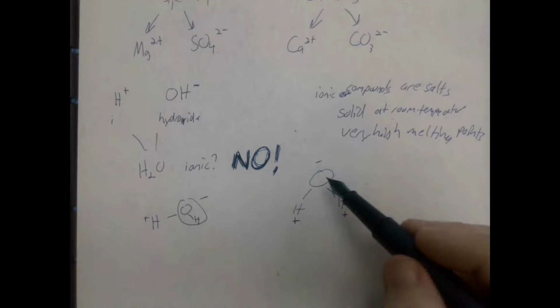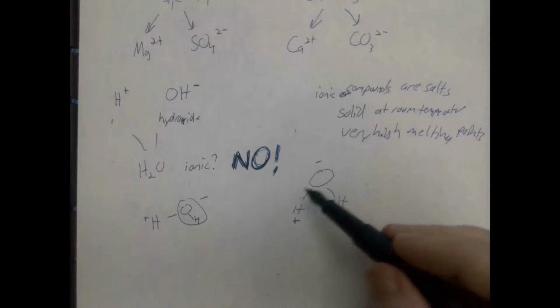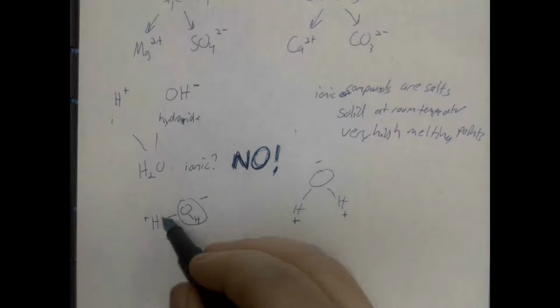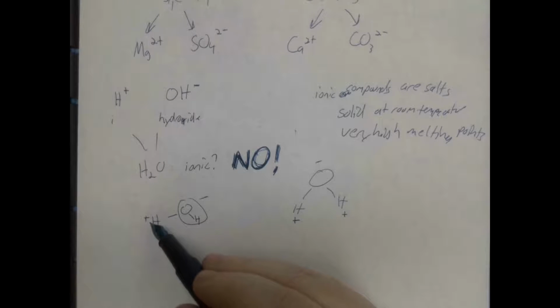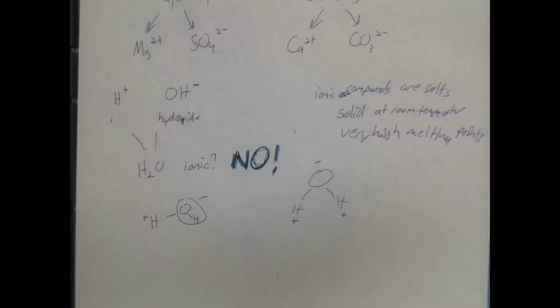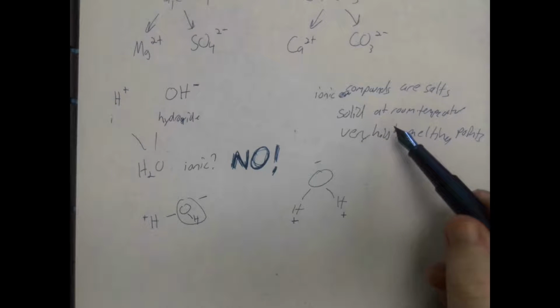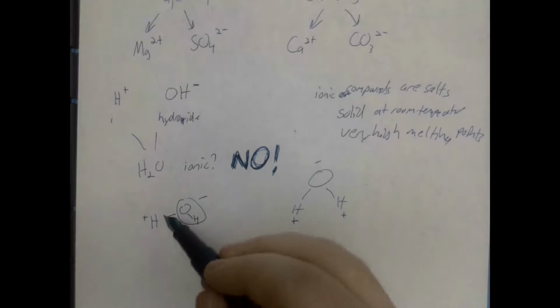This is a covalent bond. This doesn't exist. We don't have an OH side and a single H on one side of the water molecule. So this is not ionic. We can tell it's not ionic because we don't see these very strong differences.